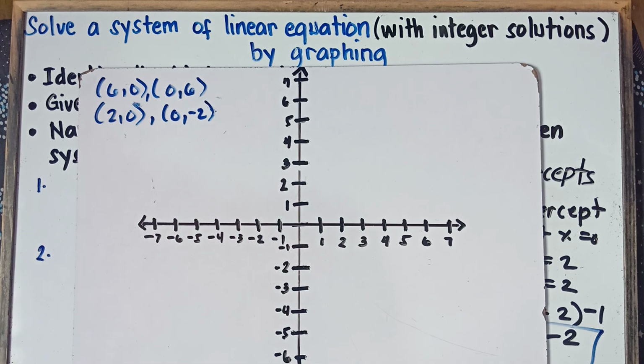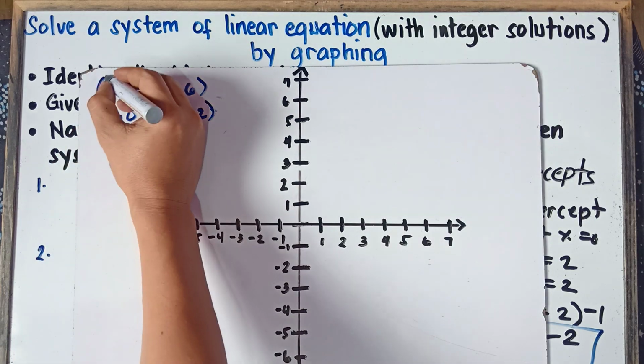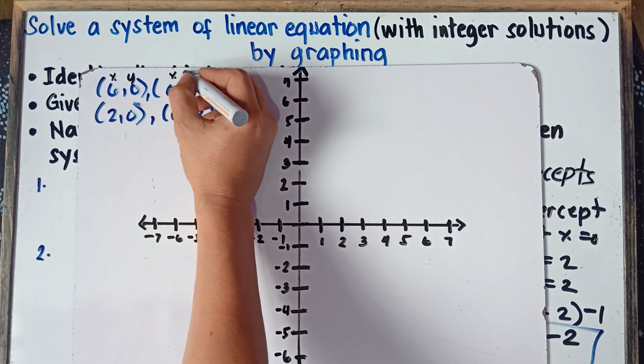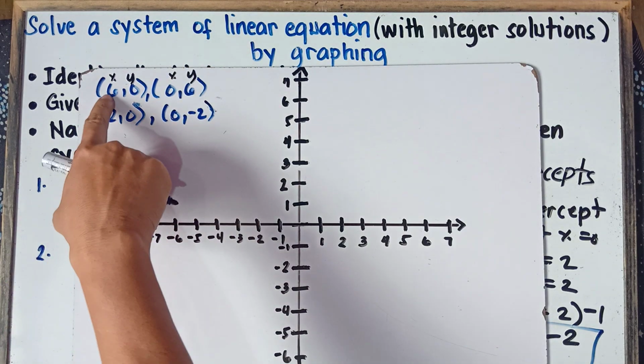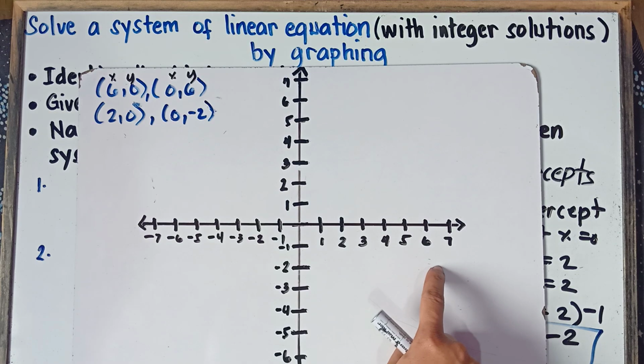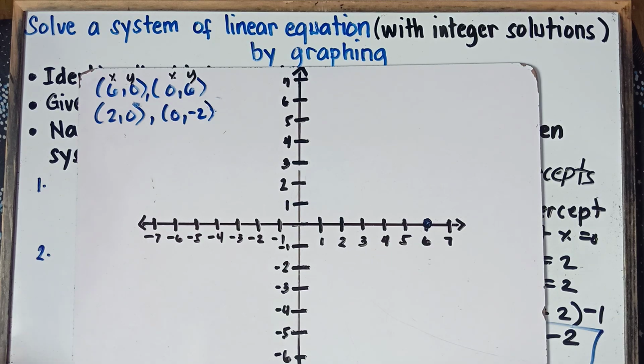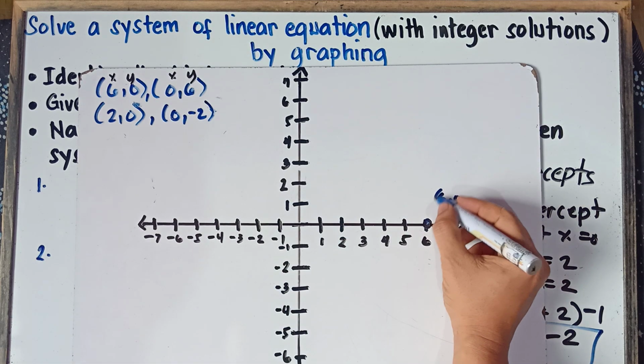Alright, now where is (6, 0), class, on the Cartesian plane? Once again, class, this will be x and then y. So x is positive 6, this one right here, and y is 0. So therefore, we will not move up and down. That's (6, 0), this one right here. So we can label this one: this is 6 and then 0.